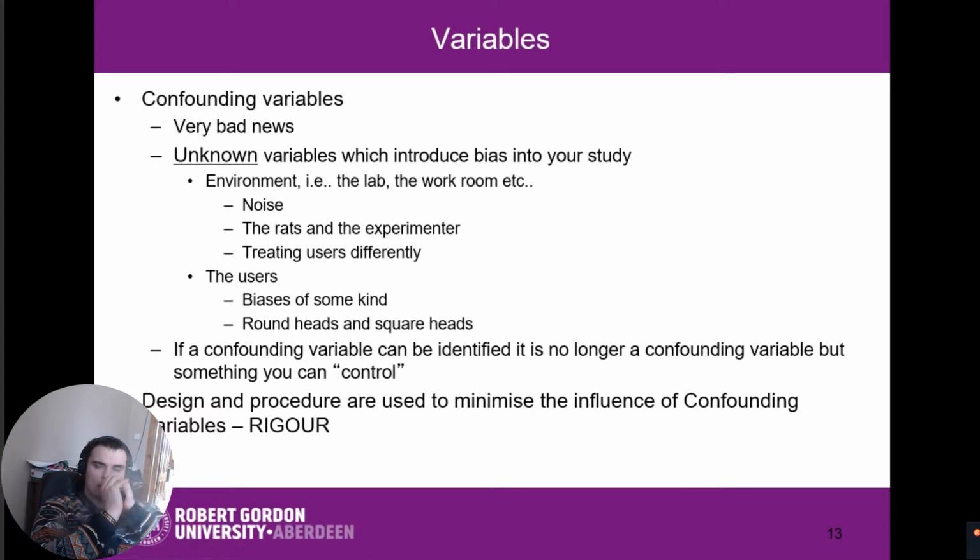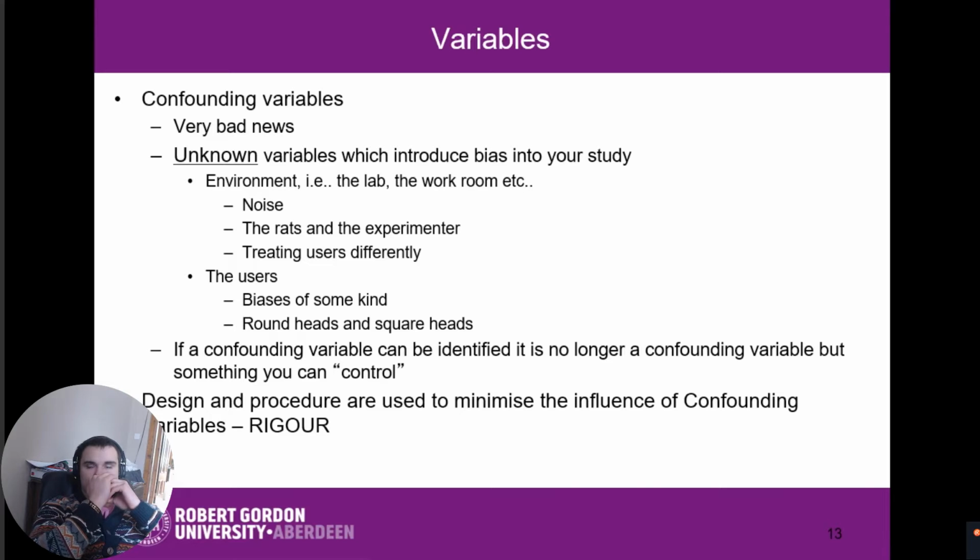Now, there's something called a confounding variable, okay? And they are very bad news. But if you have a variable that you know is confounding, it is no longer confounding. It's just a pain in the bum, and you can fix it, okay? Because they've got to be unknown, okay? Unknown parts of your study. They actually come from two sources. One is the environment, and the other one is the users themselves.